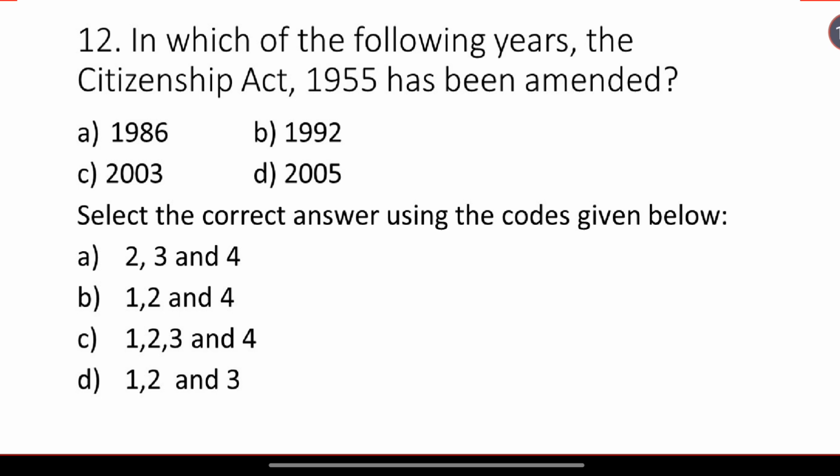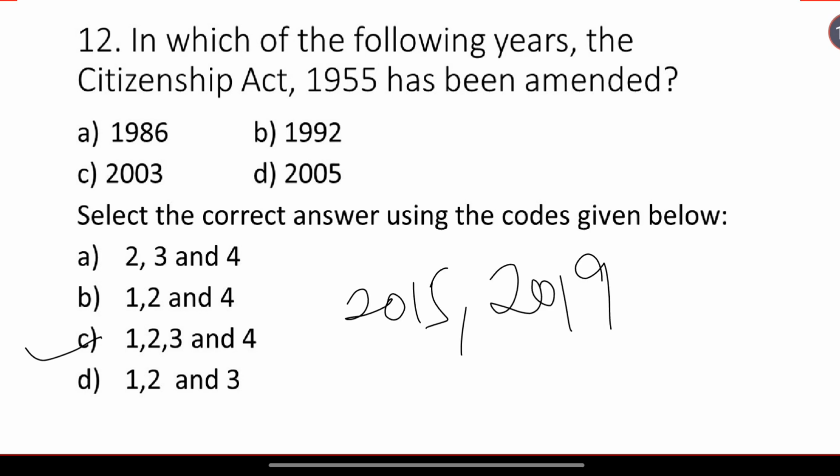In which of the following years has the Citizenship Act 1955 been amended? 1986, 1992, 2003, 2005. Option D is correct. Along with these, it was also amended in 2015 and 2019.